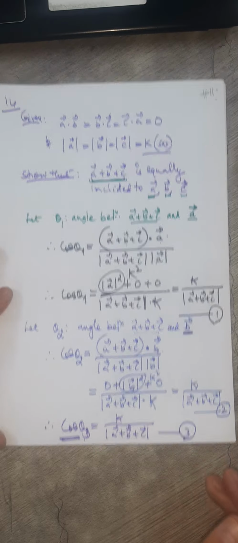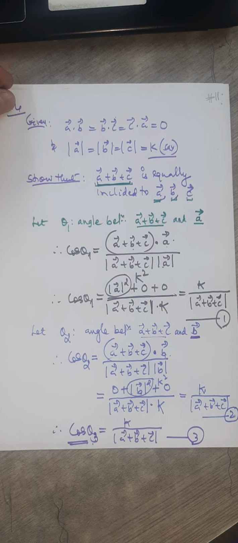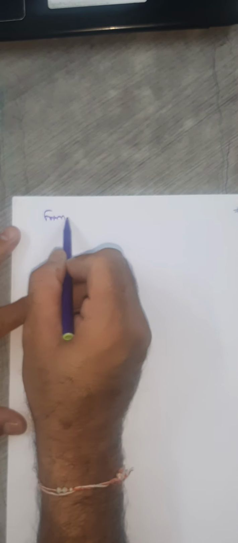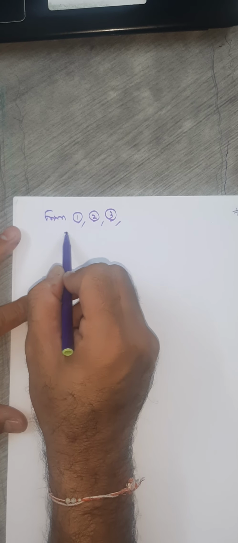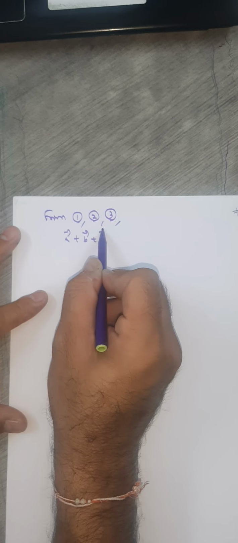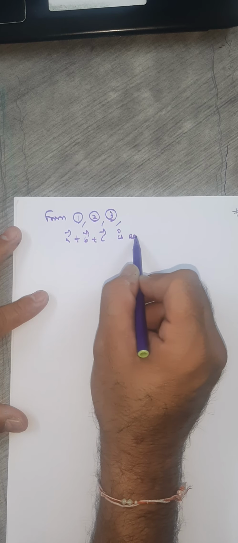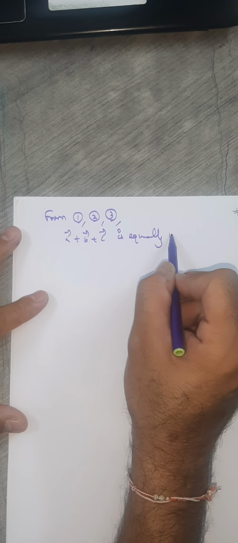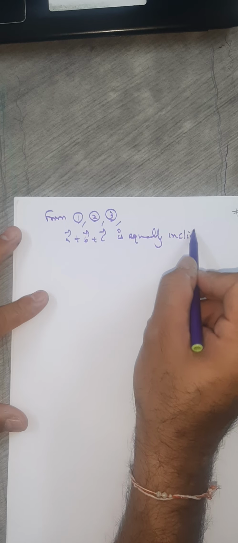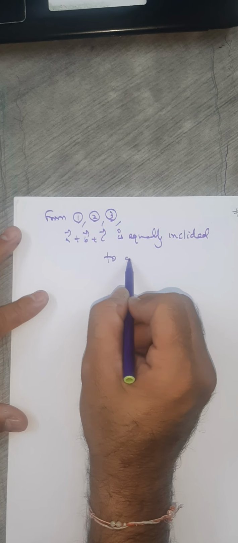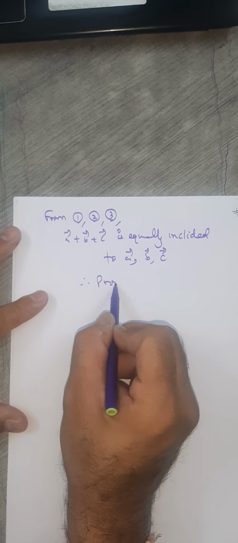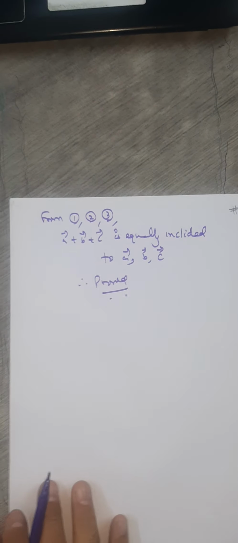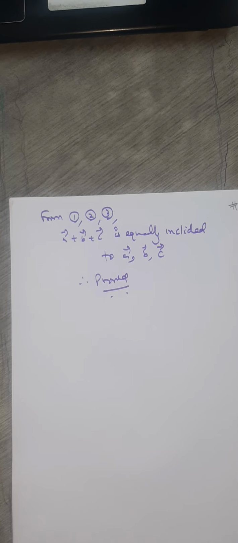So from 1, 2 and 3 you can say that the vector is equally inclined, means it makes equal angle, equally inclined to these three vectors A, B and C, and therefore proved. Right? That's what you want. Fine. Next question.